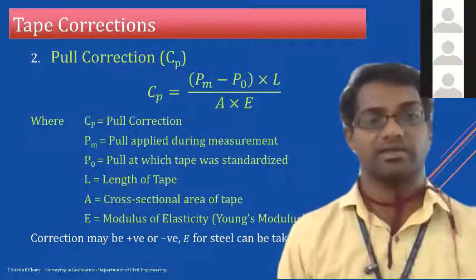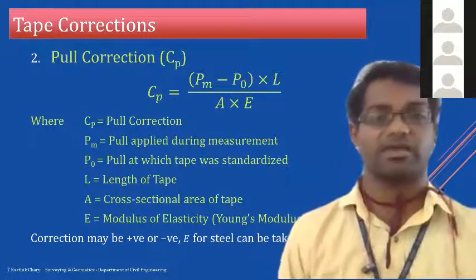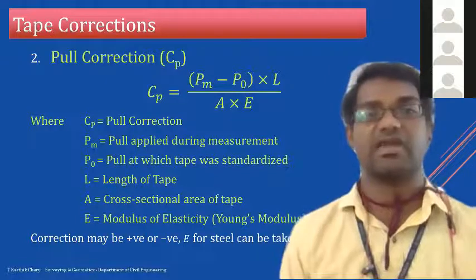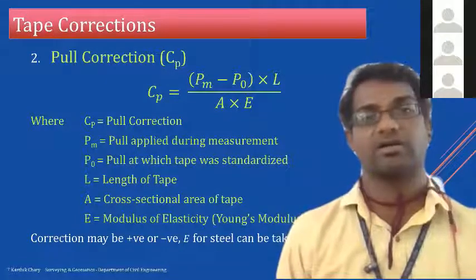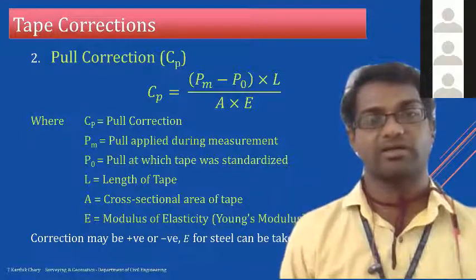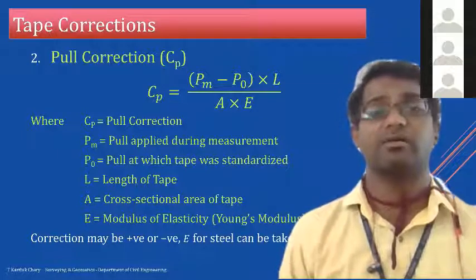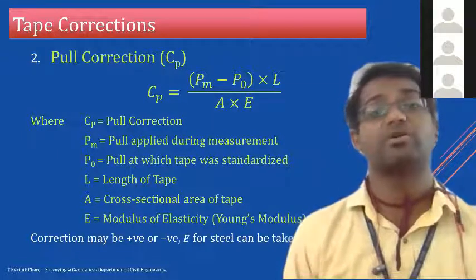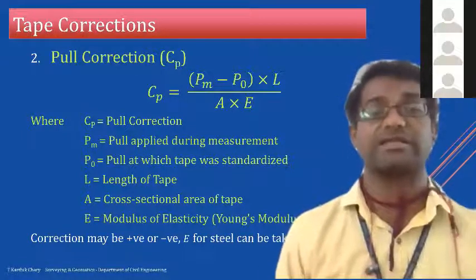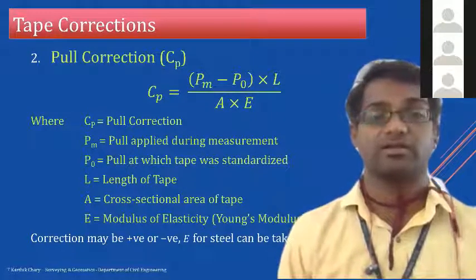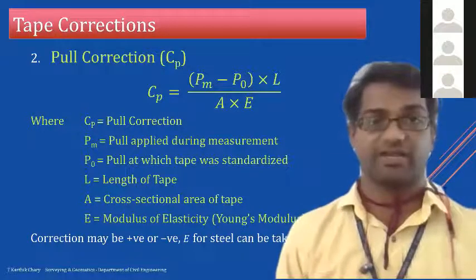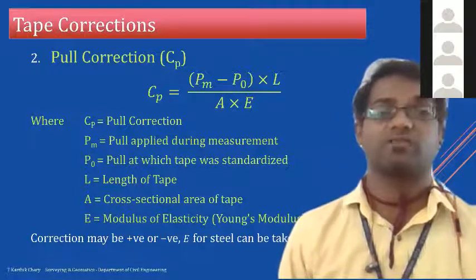So the same concept is used here. The PL by AE, right? The change in length is given by PL by AE, where P is now the change in the force from where it is standardized, the force at which the tape was standardized. So the pull correction is denoted by CP, and Pm is the measurement pull applied during the measurement, and P naught is the pull when the chain or tape was standardized. L is the length of the line, A stands for the cross-sectional area of the tape or chain, and E stands for Young's modulus of elasticity. So this equation we'll use for pull correction.